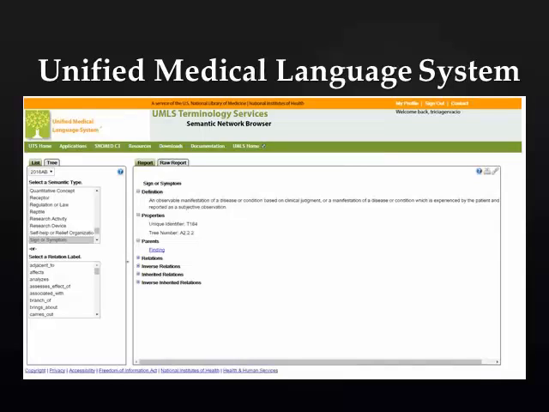These semantic types and relationships can be best viewed in the Semantic Network browser by UMLS Terminology Services. This is where you can find and select a semantic type and relation label. It will also have a report and also the properties and definitions.